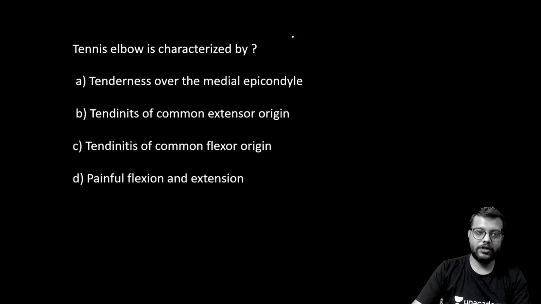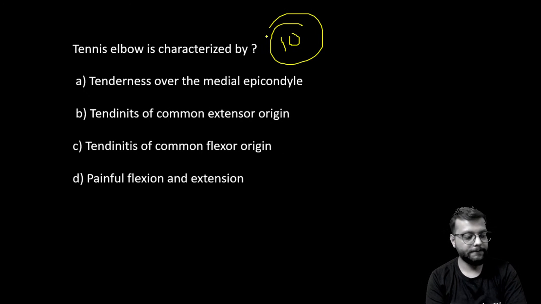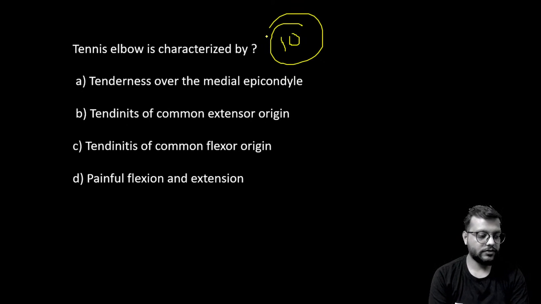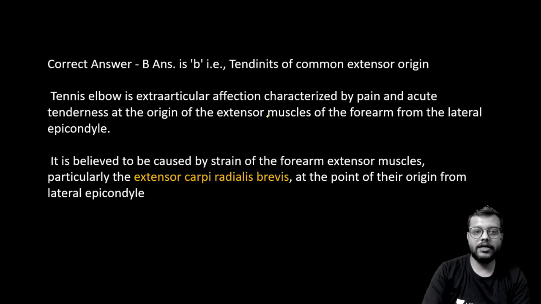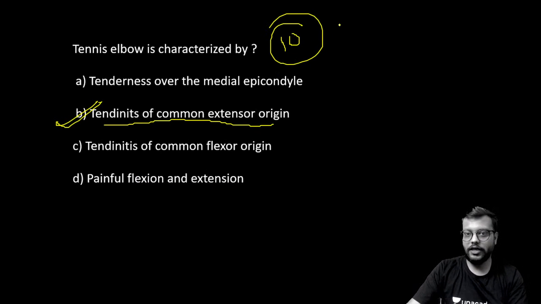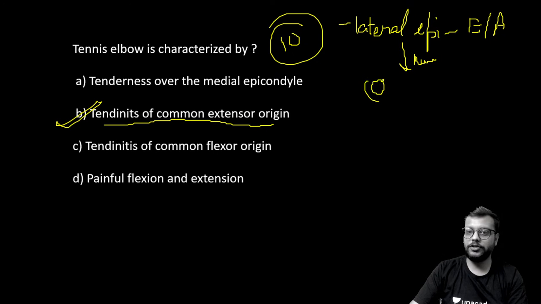Okay, now the next question is, tennis elbow is characterized by, your 10 seconds. Okay, so tennis elbow is characterized by, the answer is B. Okay, tendinitis of the common extensor origin. As we all know, tennis elbow is lateral epicondylitis, extra-articular, and what attaches to the lateral epicondyle of the humerus? It is the origin for the extensor muscles of the forearm.